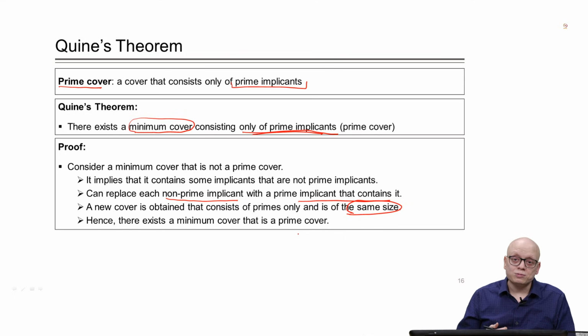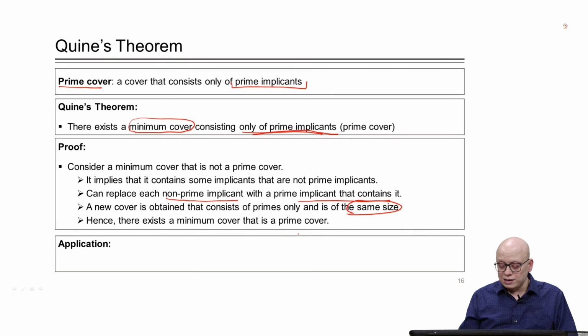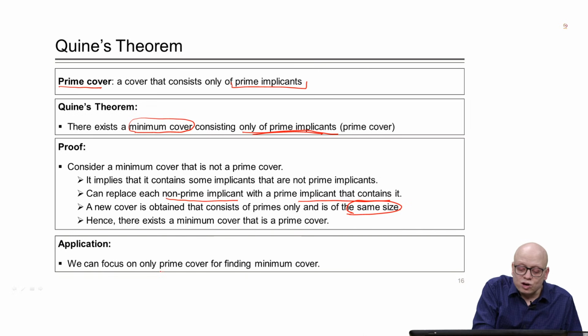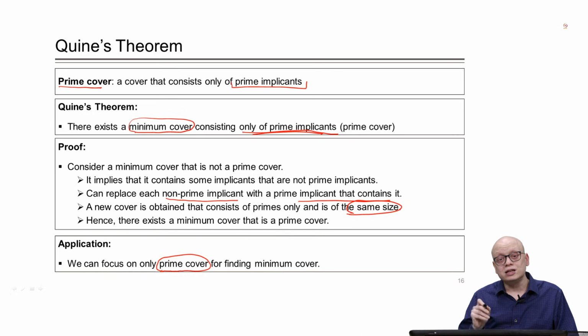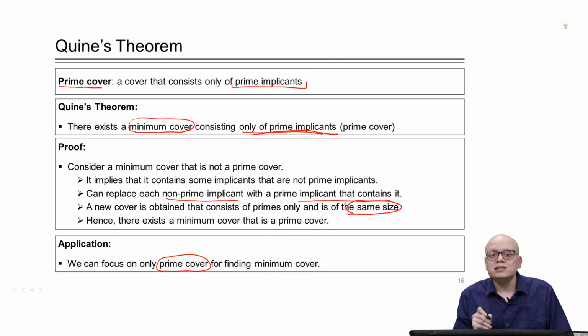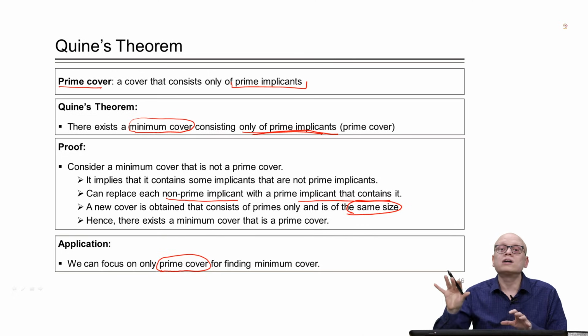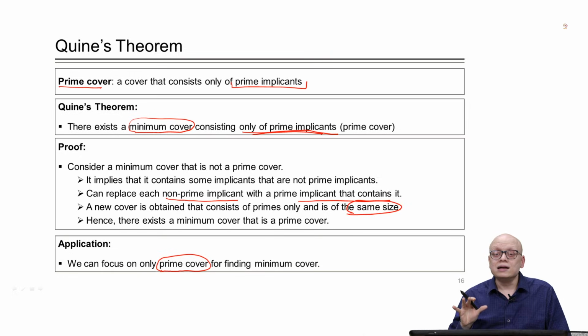So, what is the application of this Quine's theorem? The application is that we can focus only on the prime covers, or we can consider only those covers which consist of prime implicants, and therefore our search space for finding the minimum cover has reduced substantially. We need not bother about the covers which consist of non-prime implicants.